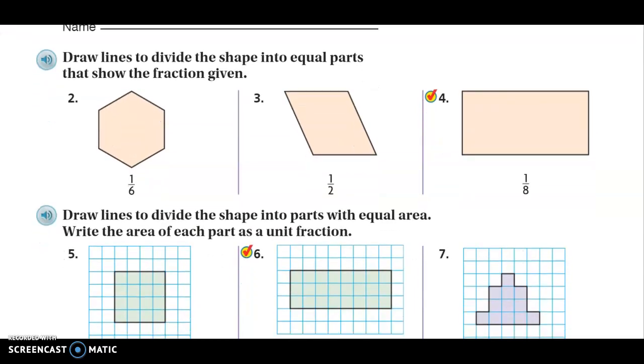Alright, so thinking back to what we did on the first part, a lot of this lesson is about fractions and area. And the next part is going to be primarily about fractions for numbers 2, 3, and 4. Alright, so draw the lines to divide the shape into equal parts to show the fraction given. So I'll model number 2.